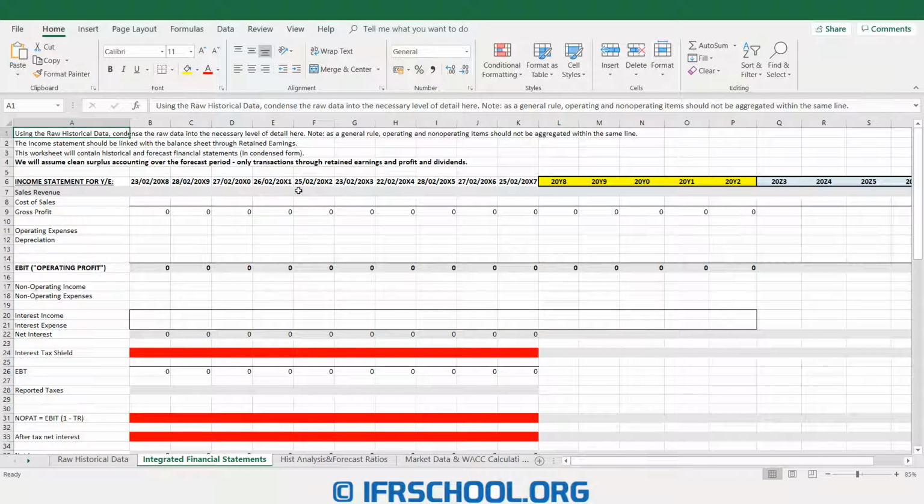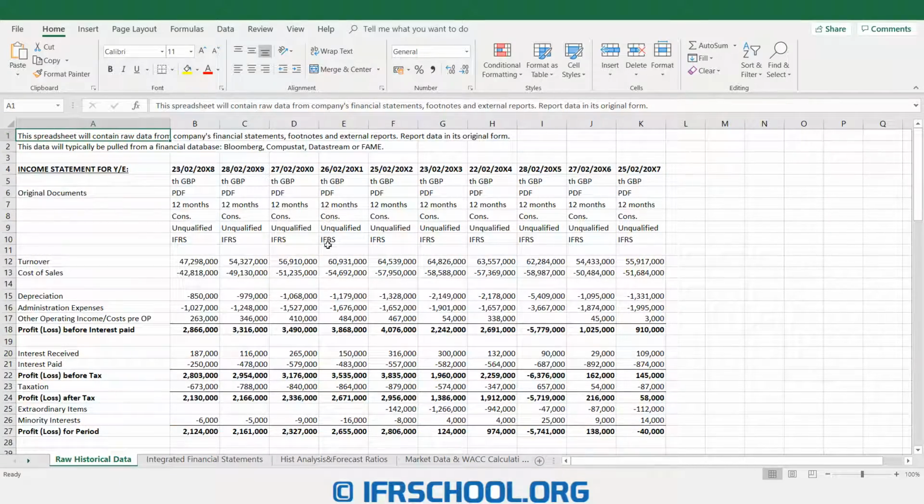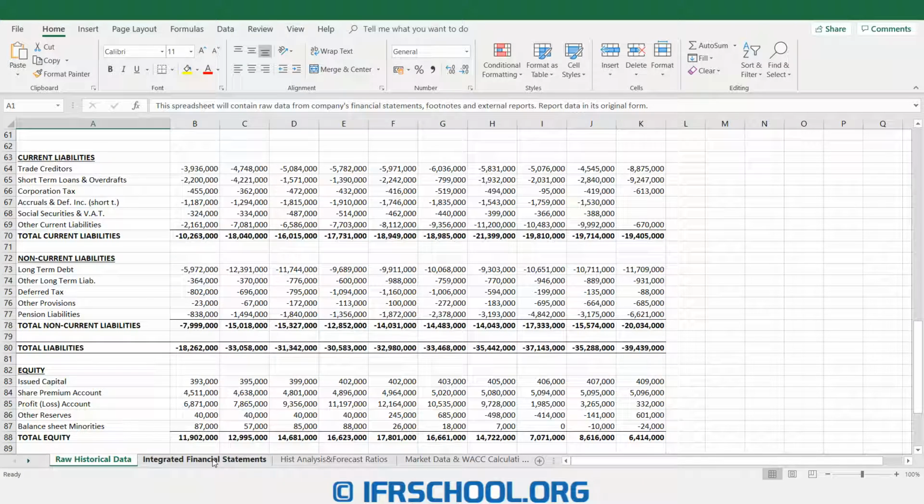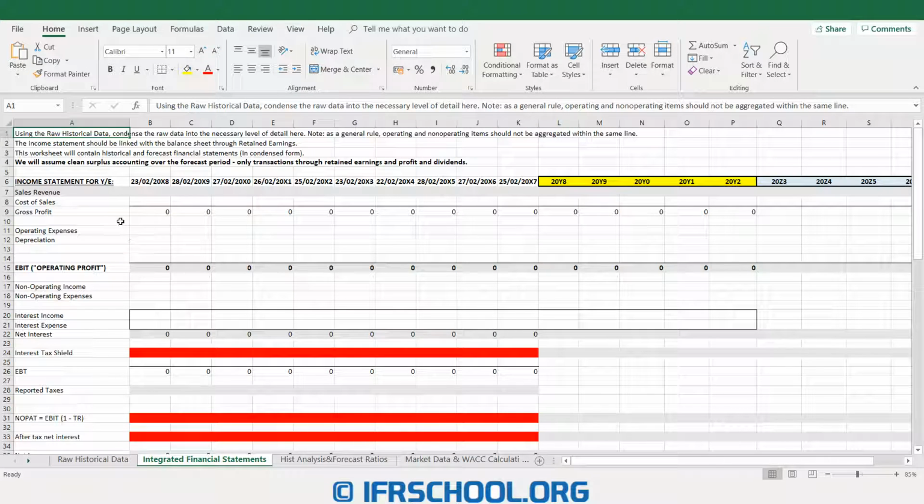We will now prepare the integrated financial statements. This involves reducing or condensing the level of detail in the raw historical data into a select few line items that we need for valuation purposes. Every line in the raw historical income statement and balance sheet can be included somewhere in the integrated financial statements.